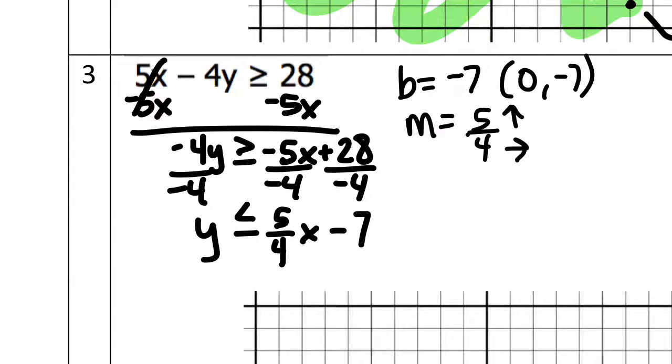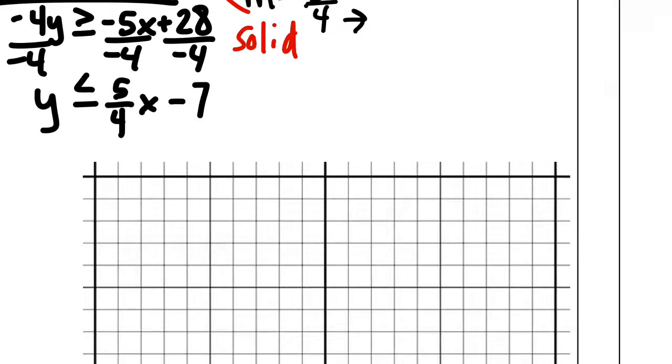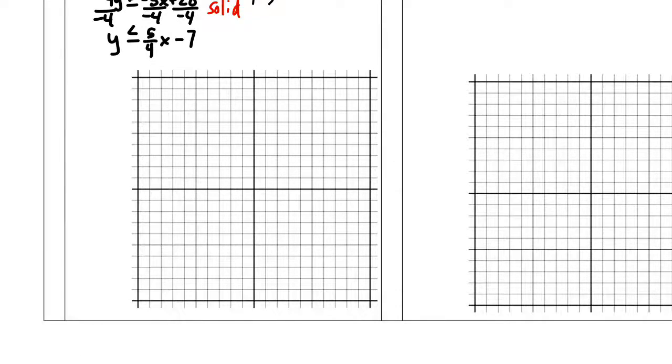The final thing I need to do in order to graph this correctly is determine whether this is a solid or dashed line. Because this has equal in it, I know this is a solid line. So I'm going to start by graphing my intercept point, which is 0, negative 7. So 0, negative 7 is right here. And my slope was 5/4, so I'm going to go up 5 spaces and over 4 spaces. And that gives me a point there.